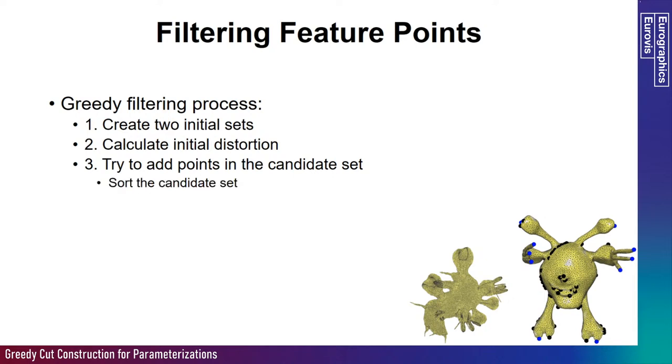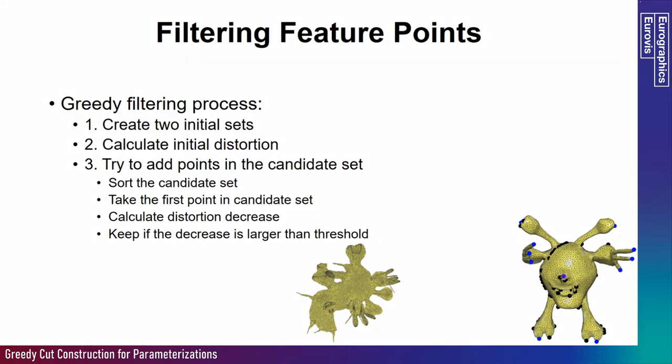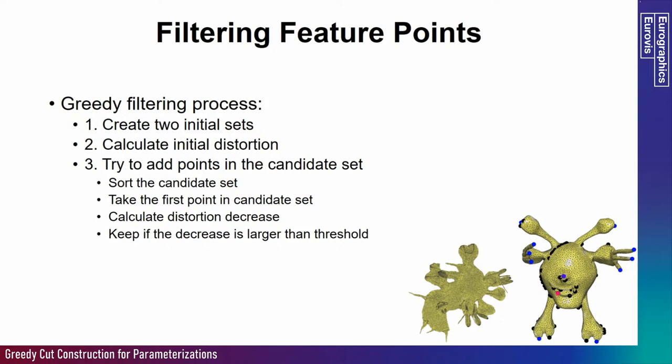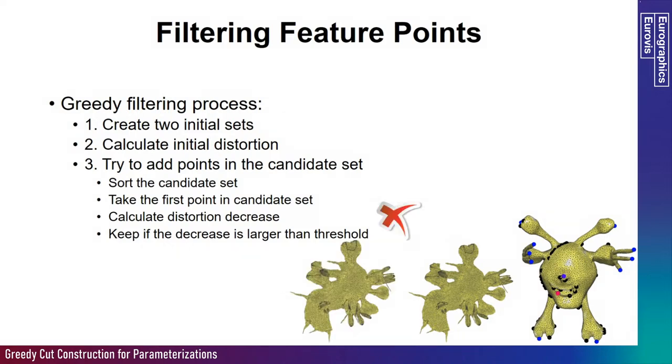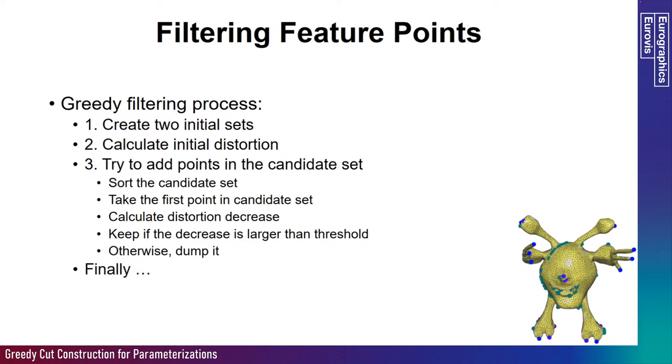Specifically speaking, we sort the vertices in the candidate set by the scope of influence. In each loop, we connect the first point in the candidate set to the cut and calculate a new distortion. If the distortion decrease is larger than the threshold, we put this first point into the fixed set and update the current distortion. Otherwise, we dump this point. When the loop is done, we get an expanded fixed set, as the blue dots show in the picture.